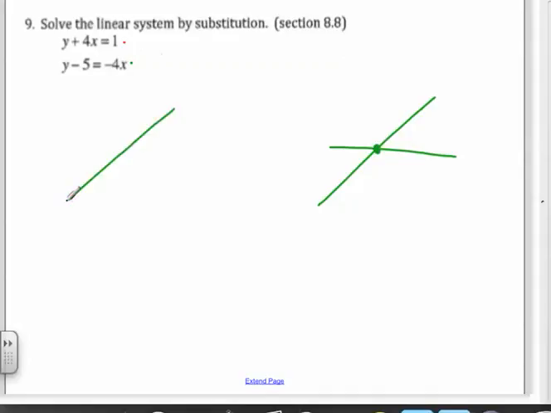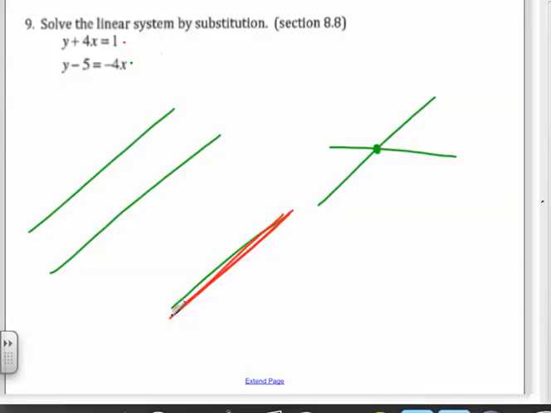Or they may be parallel, and they have no common solutions, because they're never going to intersect. Or they could actually be the same line. I'm sorry, I couldn't draw that one on top of the other. They could coincide, and that means they have exactly the same solutions, infinite solutions. These are the 3 possibilities, okay?